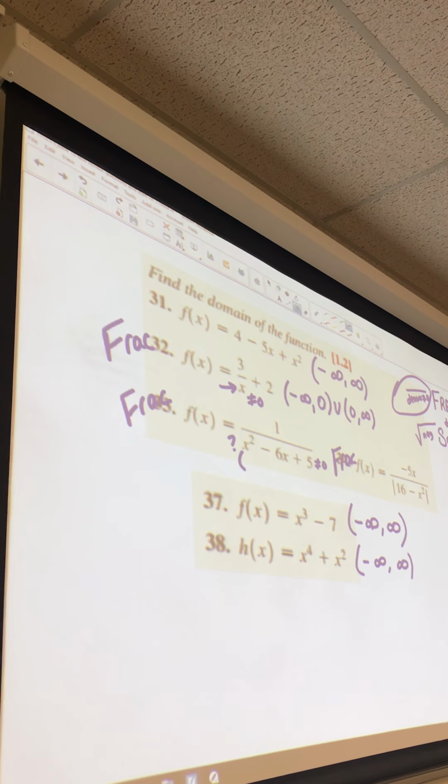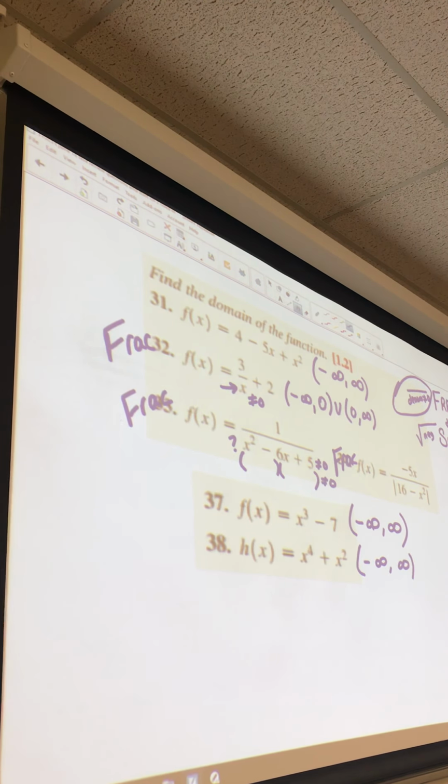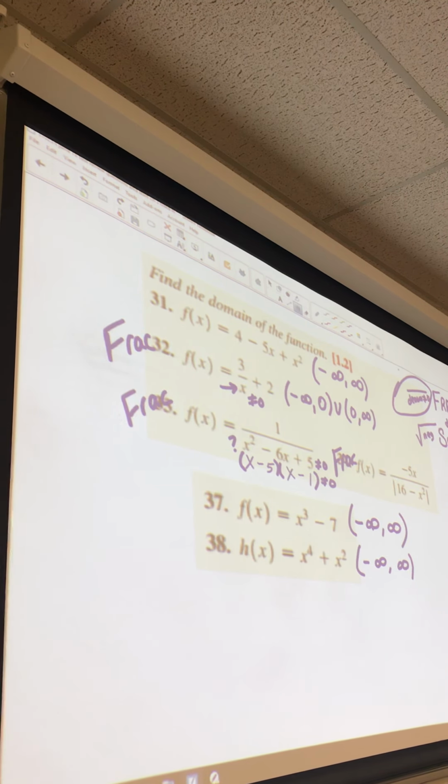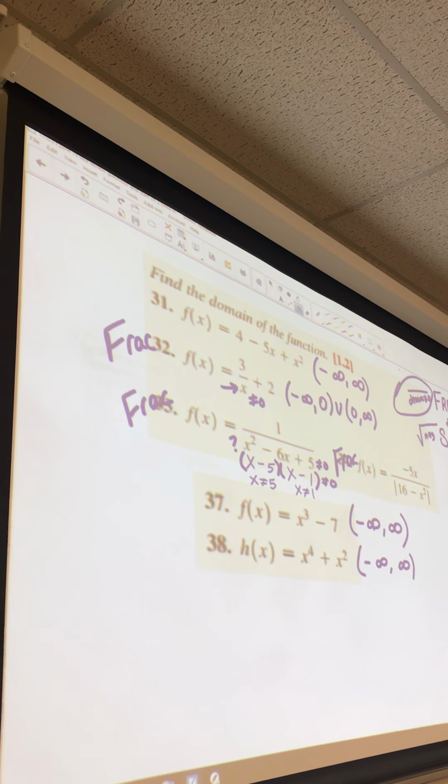Factoring, there we go. We would factor and then see what each one of those factors produce. All right, how's the factoring gonna go? x minus 5, x minus 1, which means the x's can't be what? Positive 5 and positive 1, right? So what is that interval notation?